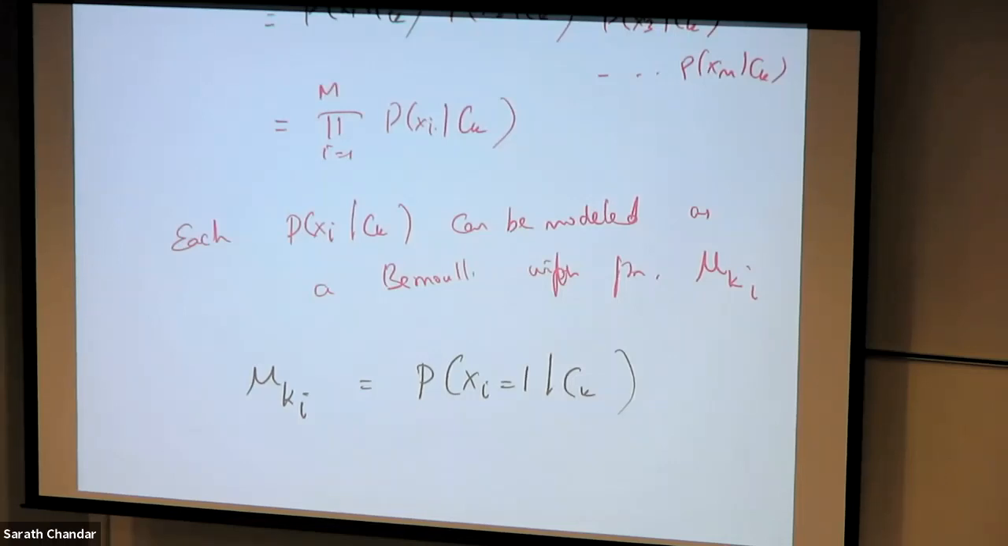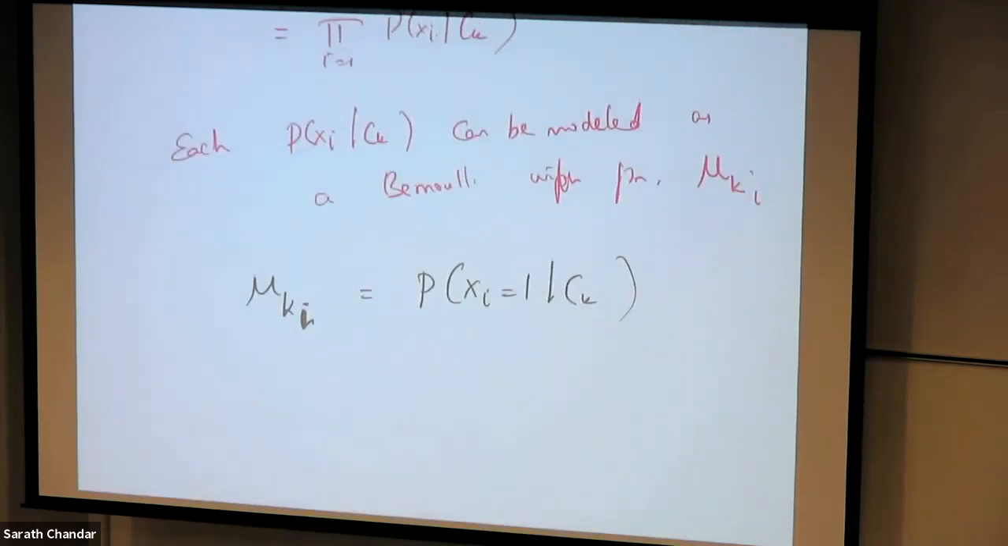Sorry, this is mu k1 or mu ki, whatever. Is that clear? Okay, so now we have a new probability distribution. Now we can repeat what we did in GDA.